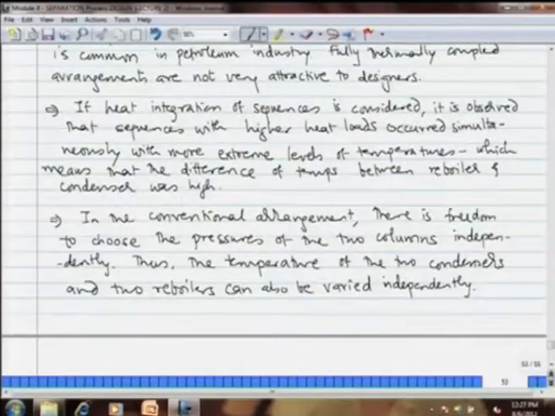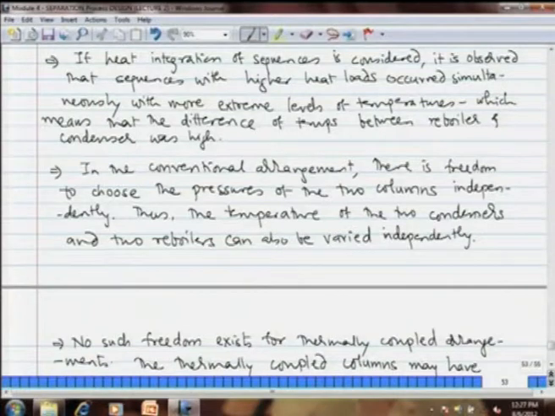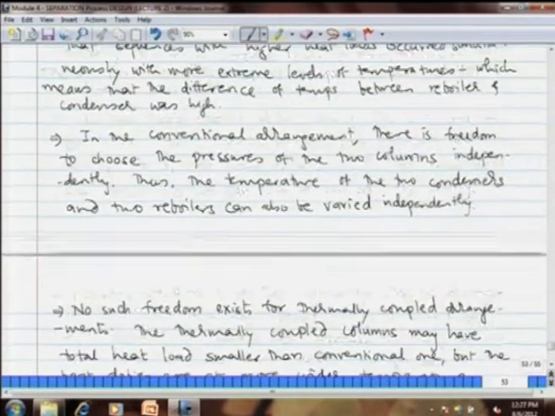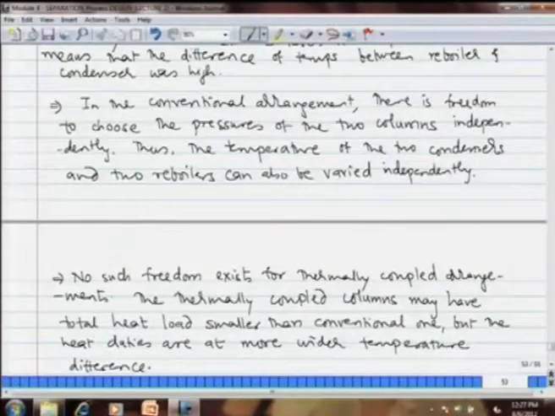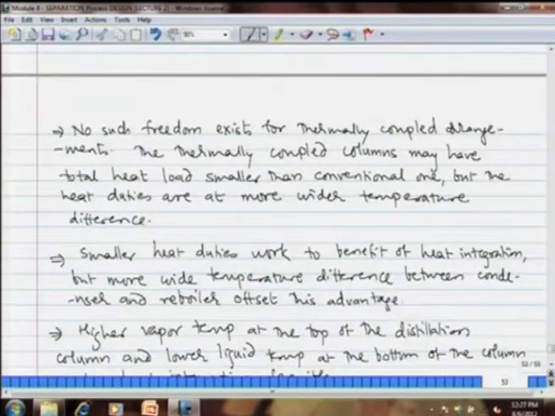Now, if you have higher heat load and more extreme levels of temperature, then the sequence is not suitable for heat integration. So, in the conventional arrangement, there is freedom to choose the pressure of the two columns independently. Thus, the temperatures of the two condensers and reboilers can also be varied independently. Suppose you have to couple two columns. Then, as I said, you vary the pressure, increase the vapor condensing temperature in one case, reduce the reboiler temperature and let vapor condense into the reboiler of another column and then heat integrate. But when you have a thermally coupled sequence, that particular freedom is gone. So, you cannot have temperatures of the two condensers and reboilers varied independently.